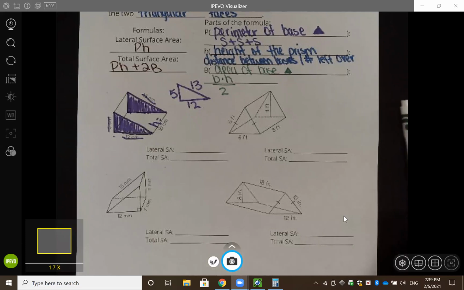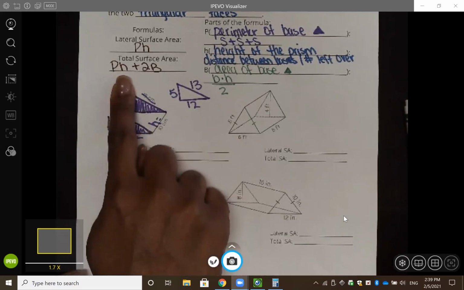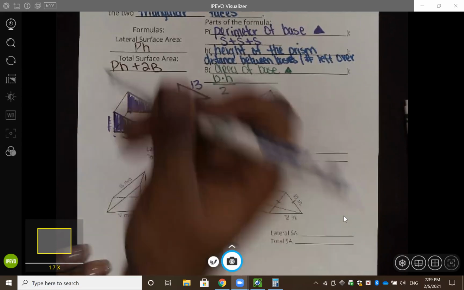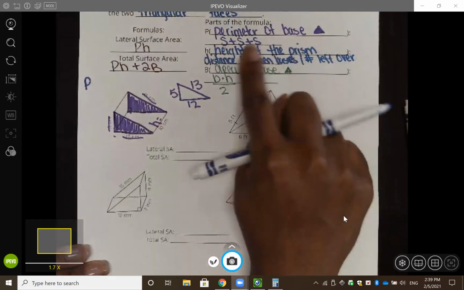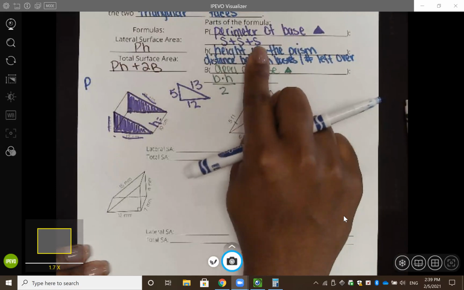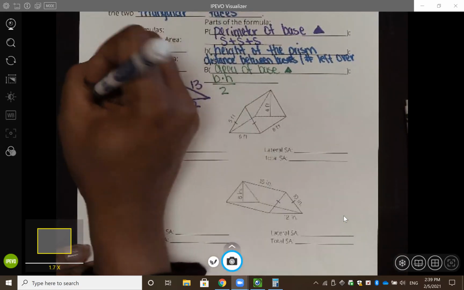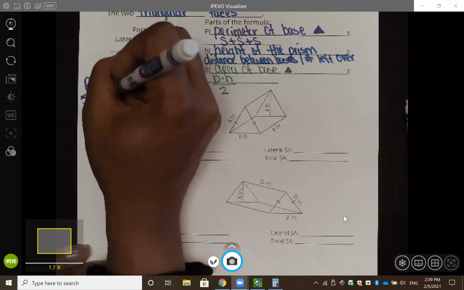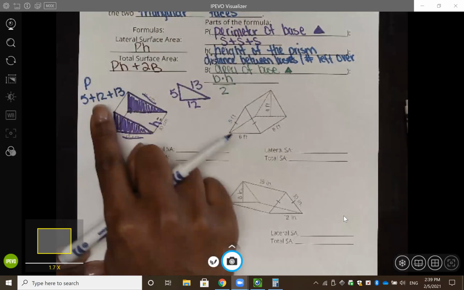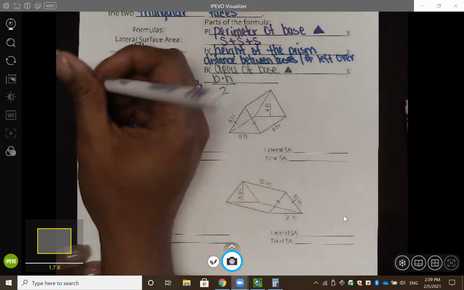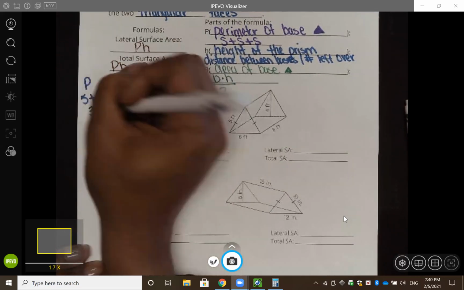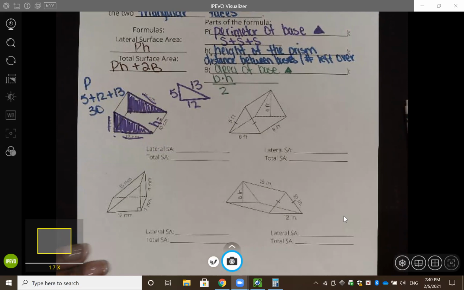Okay, so let's go ahead and start identifying the 3 parts that we're going to need: our perimeter, our height, our base. So for perimeter, you're going to add side plus side plus side. So this is 1 side, 2 sides, 3 sides. So 5 plus 12 plus 13. 12 and 13 is 25 plus 5 is 30. So my perimeter is 30.